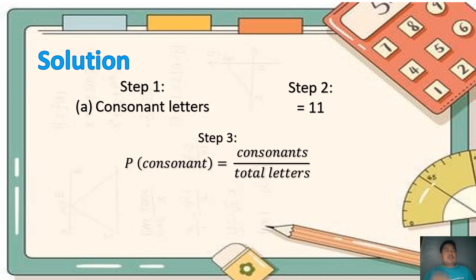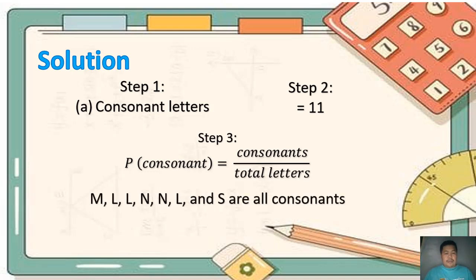Next, the probability of consonant is over the total letters. Sir, what is the consonant being referred to? It is how many consonants are in the word millennials. So, we have M, L, L, N, N, L, and S, which are all consonants. So, how many are they? We have 7 all over 11.